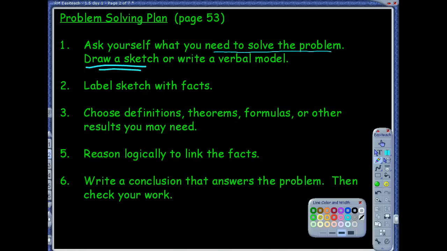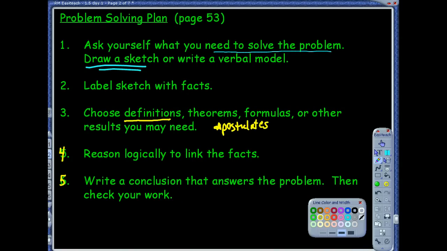Step 3, choose definitions, theorems. Haven't talked about this yet. We'll talk about it. Formulas, which we've done today, and other results that you need. You know, throw the word postulates in there too. Yeah, that's important. I think that's true. I'm not sure why they don't have that in there. Any type of rule that we know, but we talked about a lot of definitions this chapter. Those key words are going to help us know how to go about the problem as well. Absolutely. This should be step 4.